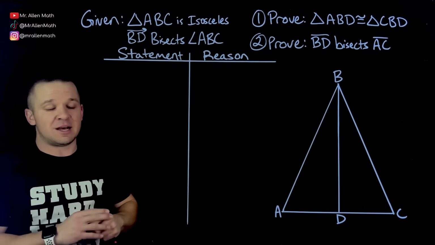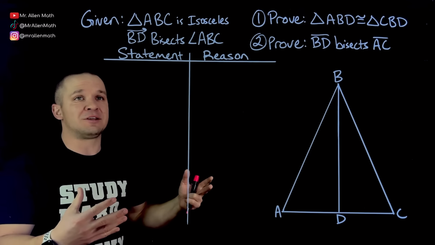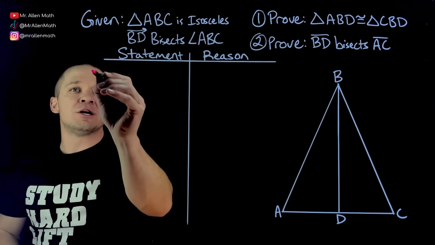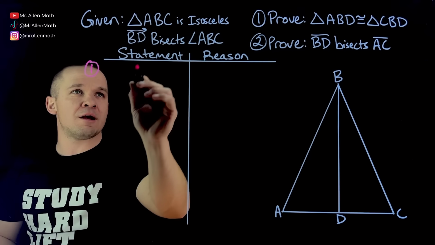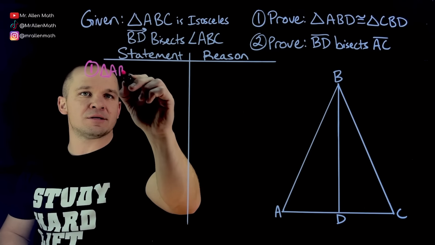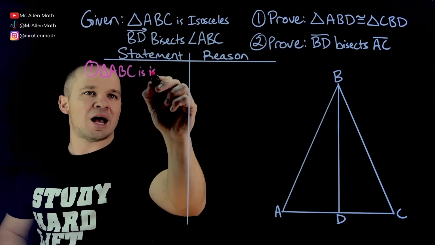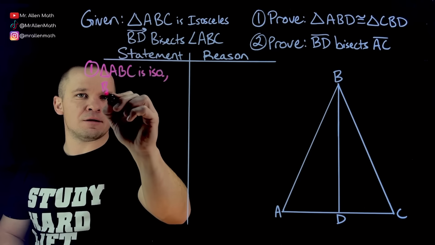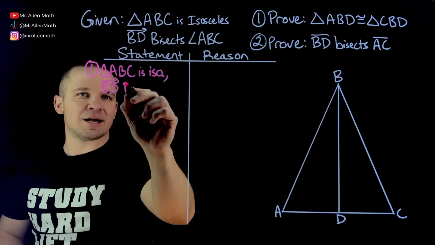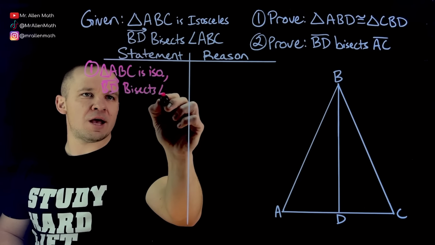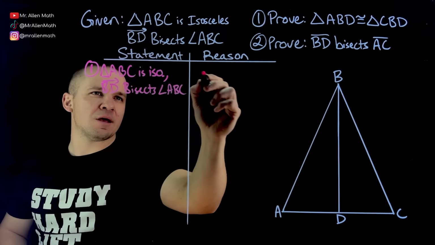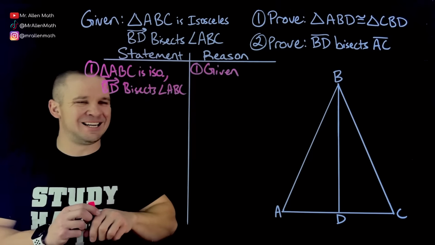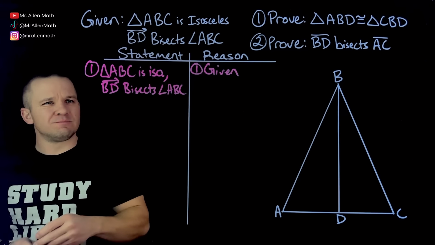All right, now the first thing when you're doing a proof is you jot down the given. Some people choose to space it out when they use it. I prefer to write it all down at once. So number one here, I'm going to write that I have triangle ABC is iso. I'm going to abbreviate it there. And then the next one, I have BD bisects angle ABC. And my reason here, given. Boom. Done.